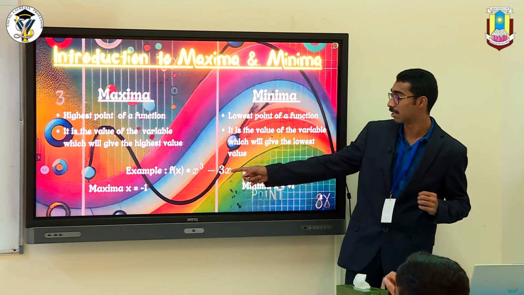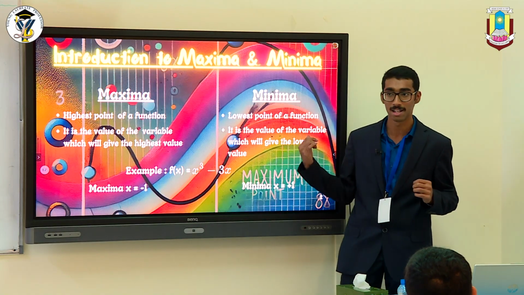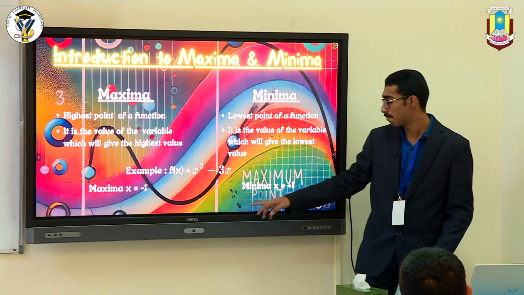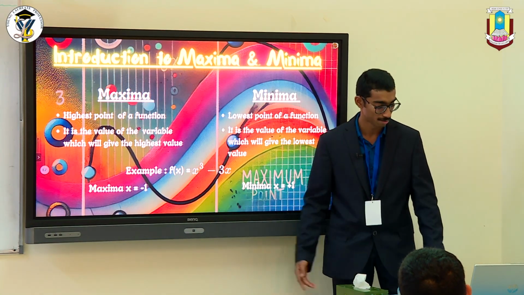After using the methods which I'll tell later, you'll get the maxima of this function as -1 and the minima as +1. Don't worry, I'll teach you later.